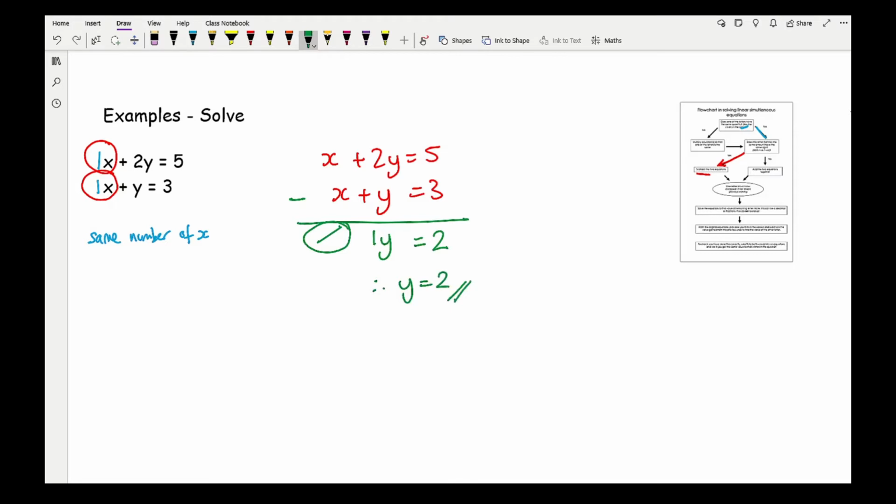Now knowing that y equals 2, all I've got to do is pick one of the two equations from the original set of equations. So think to yourself, which one looks the easiest? Well, I'm going to go for the second one.